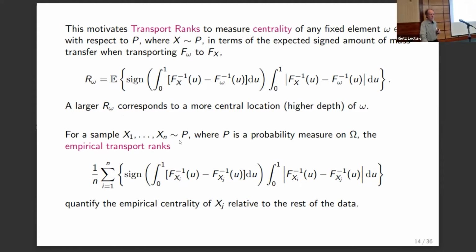And so you can then, of course, make this empirical. In the empirical version, you take just one element, let's call it x_j, of your sample, and you only want to check the centrality of each sample element. So we take a sample x_j, and then empirically, we use the empirical transport ranks to check how deep is x_j.